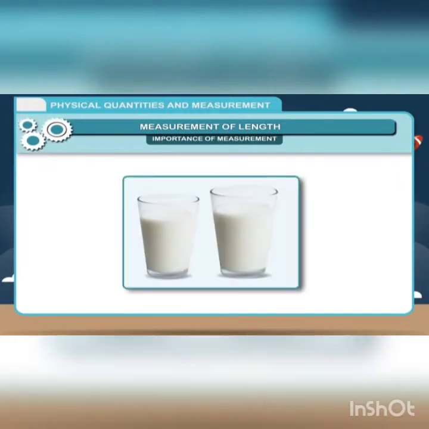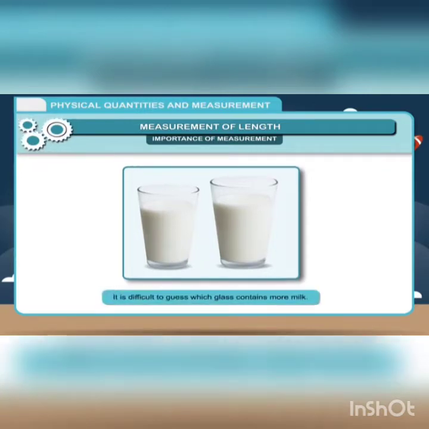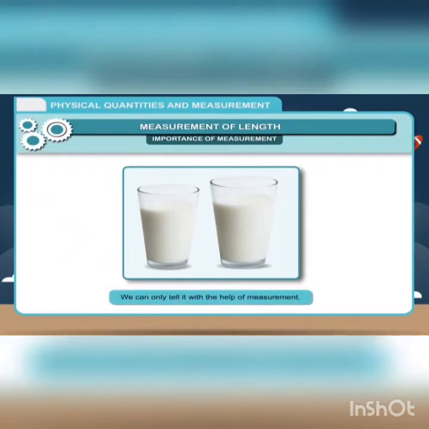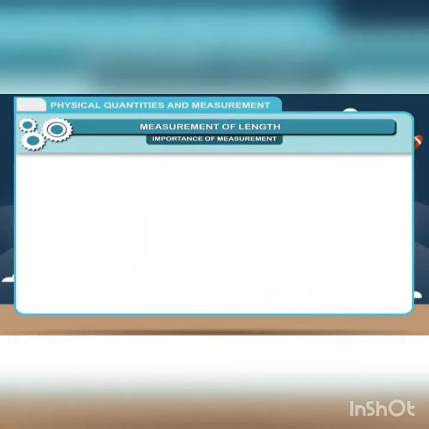Example 2. 2 glasses containing milk are given below. In the above figure, 2 glasses contain milk. It is difficult to guess which glass contains more milk. We can only tell it with the help of measurement.